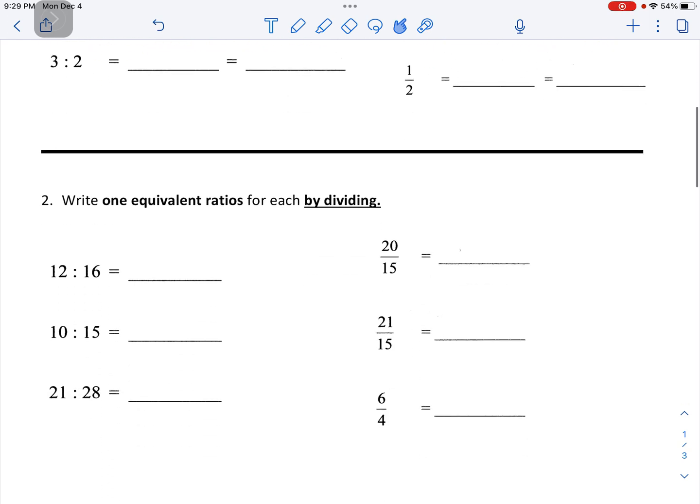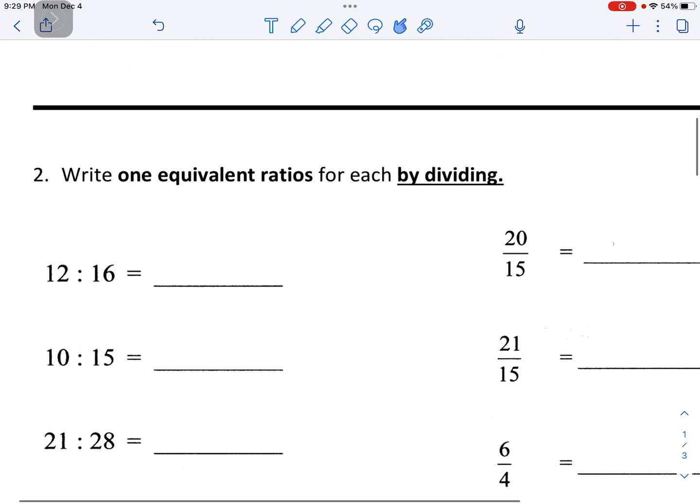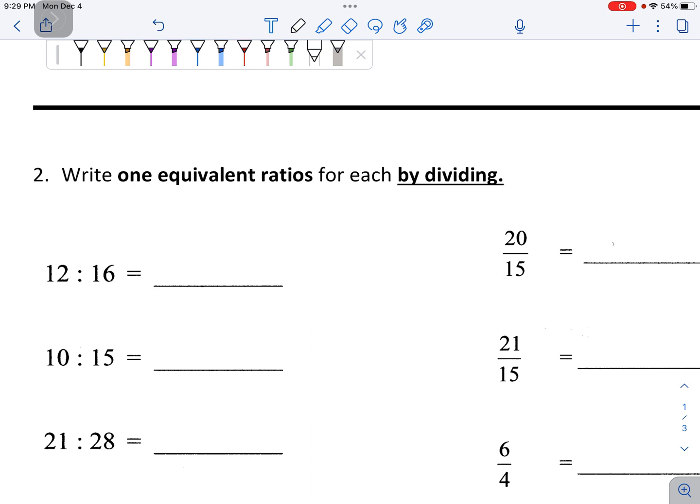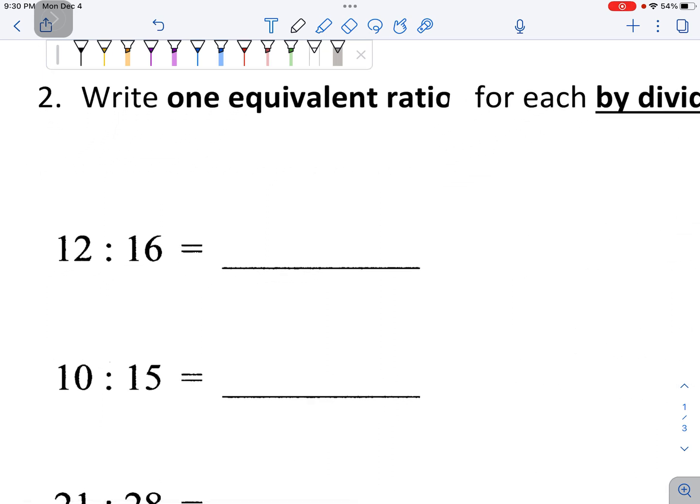Number 2, write one equivalent, that should say ratio, not ratios, one equivalent ratio for each by dividing. All right, one equivalent ratio. Now I have to figure out what I can divide both numbers in the ratio by. All right, so let's see. This time it looks like I can divide by 2. Half of 12 is 6. Colon, and then divide by 2 again. Half of 16 is 8.